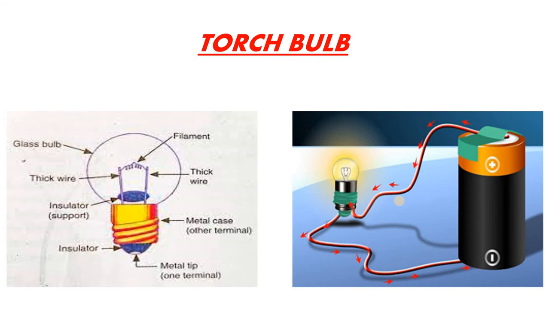So in other words, what can we say? We can say that a torch bulb lights up when the metal tip and the metal case are connected to the cell through wires. Actually, when the electricity from the cell passes through the filament of the bulb, the filament gets heated too much. Then the filament becomes white hot and it starts giving off light.